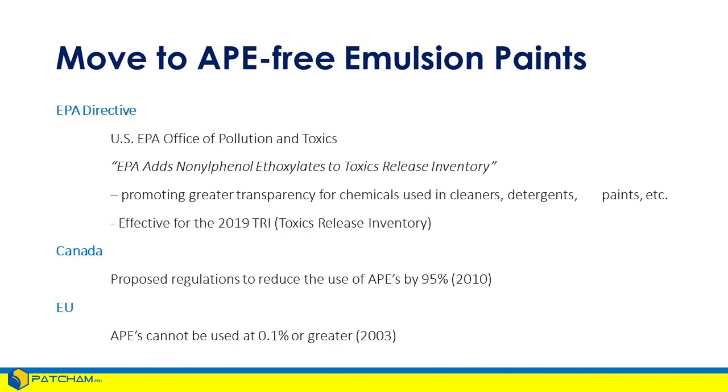Due to the EPA directive, it has been effective until 2019. Canada, reduction by 95% by 2010. And in the EU, APEs can't be used at greater than 0.1% after 2003. So depending on where you're located, the pressures on the elimination of APEs is either occurring or it's going to occur.